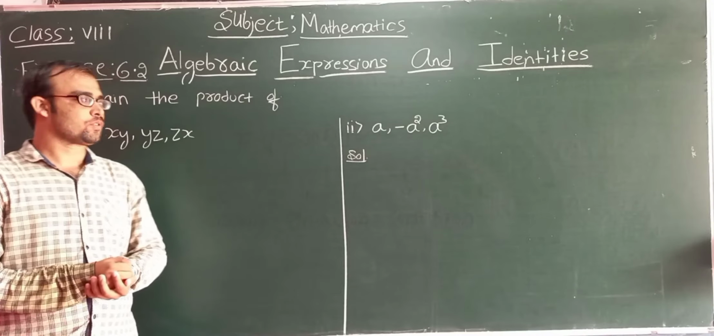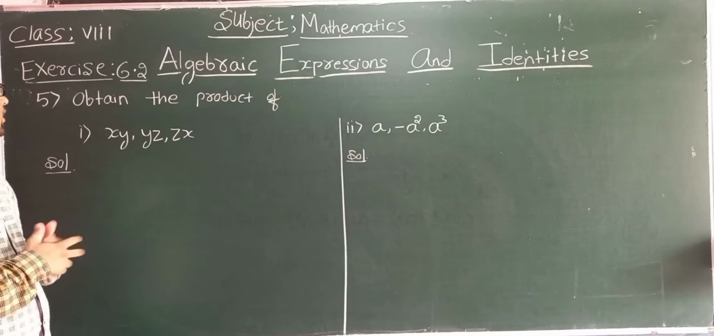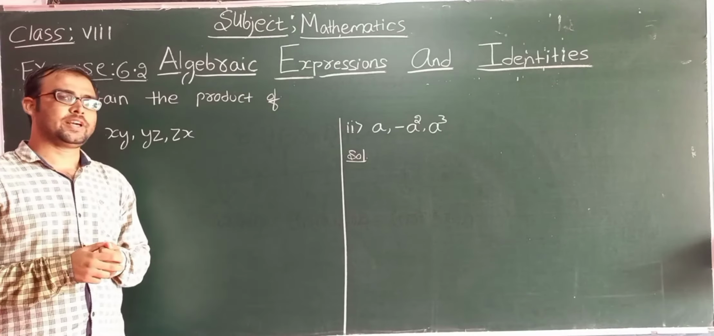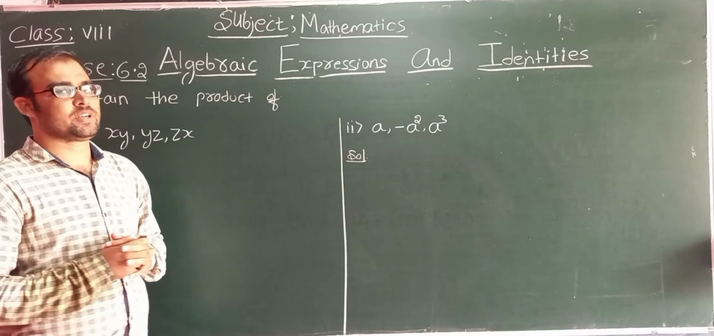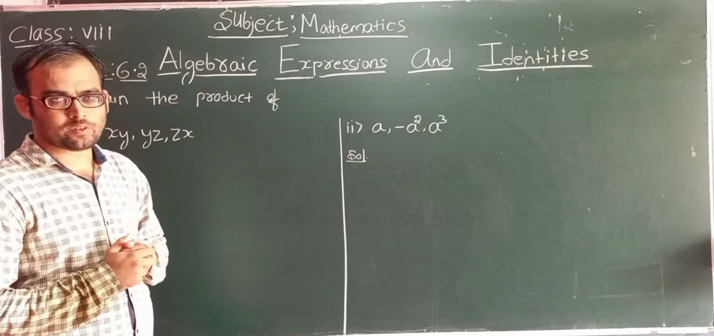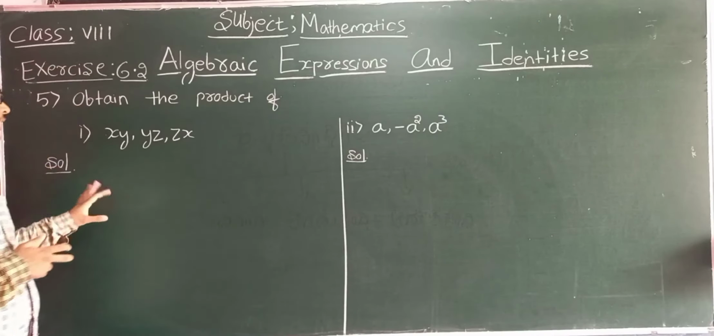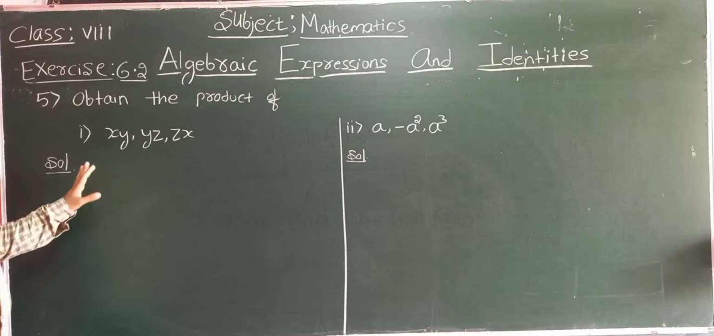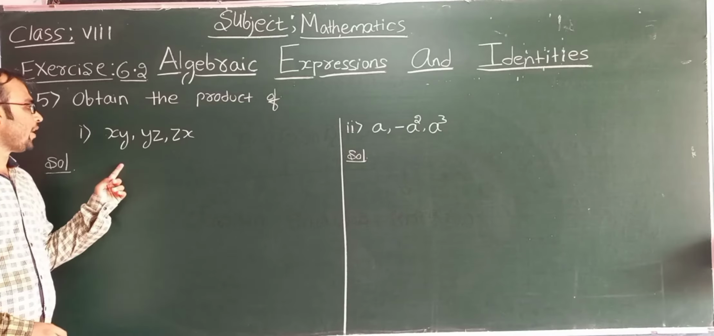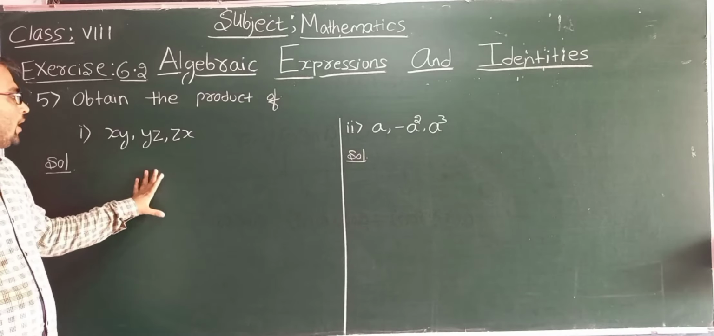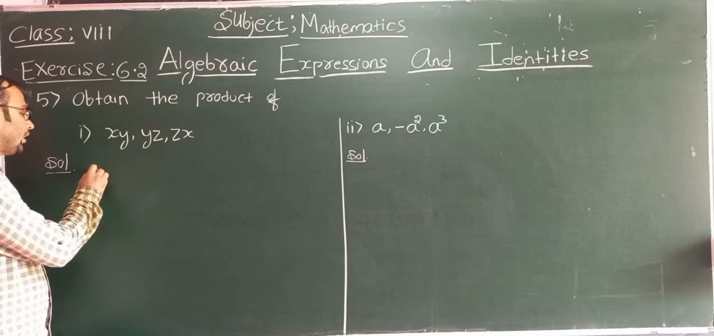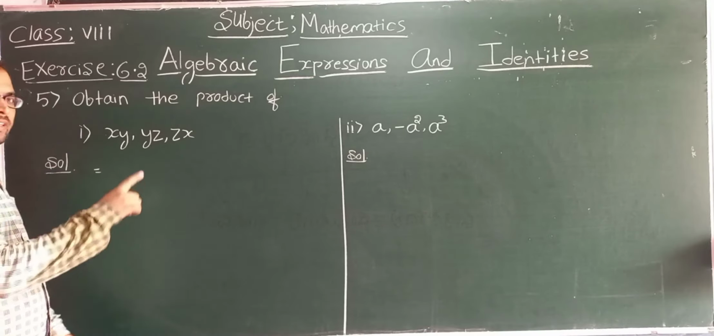Students, now let's solve the fifth question. Okay, so what they have given: obtain the product of. Here they have given some terms, and what we need to do is find the product of these terms. Now let us solve the first question. Here they have given xy, comma, yz, comma, zx. So here we need to find the products.